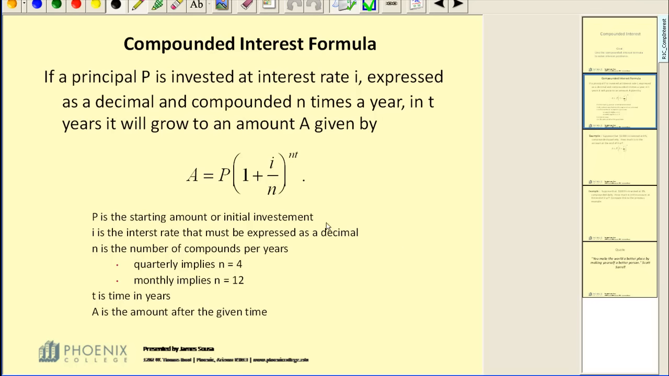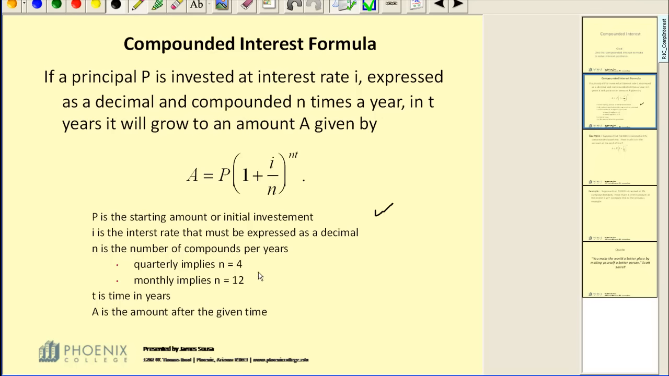P is the starting amount, or the initial investment. I is the interest rate that must be expressed as a decimal. Remember, to convert a percentage to a decimal, we must remove the percentage symbol and divide by 100. N is the number of compounds per year. So if it's compounded quarterly, N would be 4, since there are 4 quarters in a year. Compounded monthly, N would be 12, and so on.